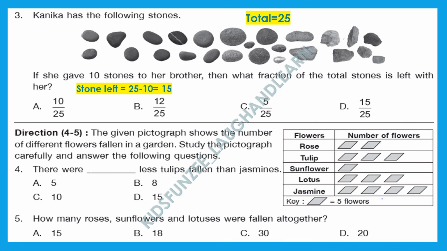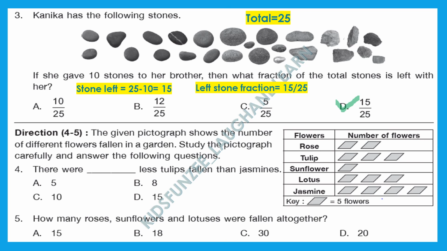Now let's understand about fraction. A fraction is used to represent the portion or part of the whole thing. The number on the top is called numerator and the number on the bottom is called the denominator. The numerator defines the number of equal parts taken, left or asked, whereas the denominator defines the total number of equal parts in a whole. So how do we have to write this? We have to write the left stones as numerator and then the total number as denominator. So left stone fraction is 15 by 25, which is option D.